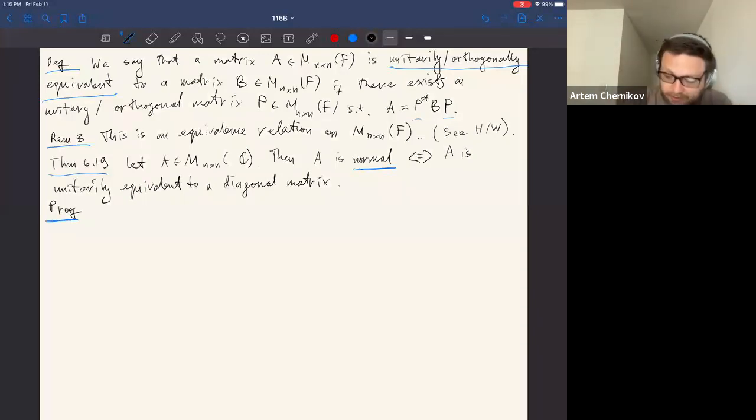Okay, so since it's an equivalence, we have to prove 2 directions. First we have to show that being unitarily equivalent to a diagonal matrix implies normality. All right. So let's just use the definitions. Suppose that the matrix A is unitarily equivalent to some diagonal matrix. What does it mean by the definition we just made? It means that A can be written as P star D P, for P some unitary matrix and D some diagonal matrix.